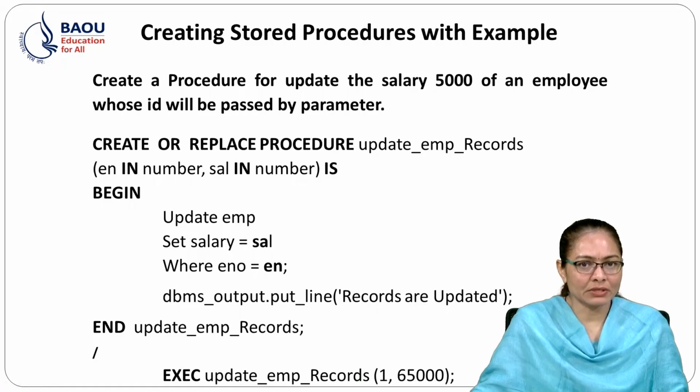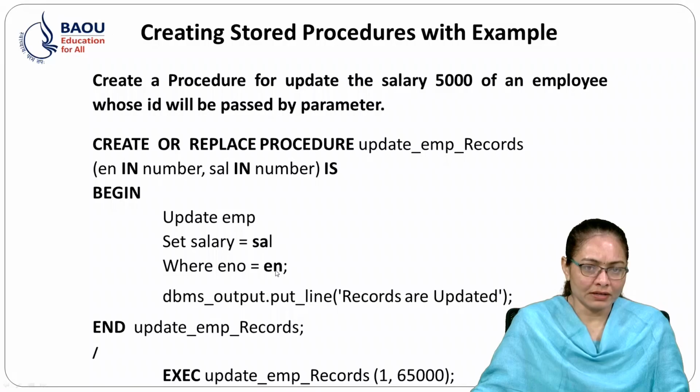Now execute the procedure using the procedure name, passing the two parameters, like EXEC. EXEC is an executable command and this is the procedure name. In the brackets 1, 65,000 are the parameters. See, 1 is passed in the EN number and 65,000 is passed in the salary column. So 1 is matched with this employee number column and the 65,000 value is matched with this column.